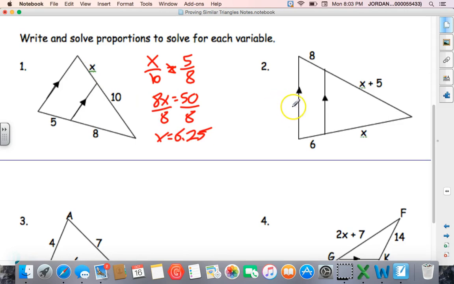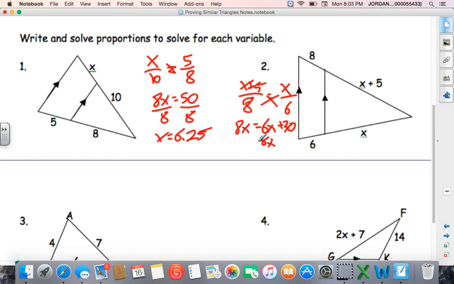I'm going to go ahead and do number 2 and let you guys try number 3 and 4. So same thing right here. We're going to say x plus 5 over 8. You could do 8 over x plus 5. Either way is fine. But you got to make sure you put the side that matches in the same location. Since I put x plus 5 on top, I got to put x on top of this one over 6. So now you cross multiply. 8 times x is 8x. Now be careful here. You do 6 times this. You got to do 6 times the x to get 6x, and 6 times 5 to get 30.